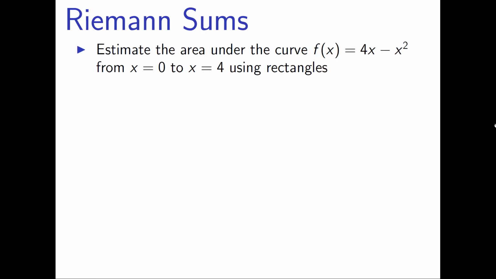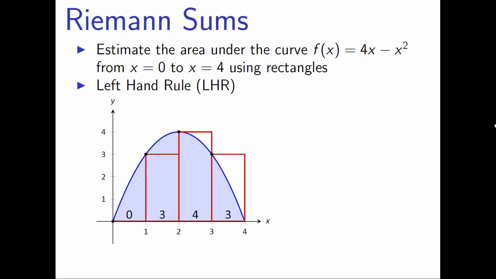Okay, so we're going to start by estimating that area. And the whole idea of these Riemann sums is that we can estimate and get our estimate really, really good until it's perfect. Okay, so we're going to estimate the area under that curve using rectangles. And we're going to start by using the left-hand rule. And what this says is we're going to take these rectangles, in this case just 4 rectangles, and we're going to take the height of each rectangle to be the value of the function at the left-hand end of that rectangle.